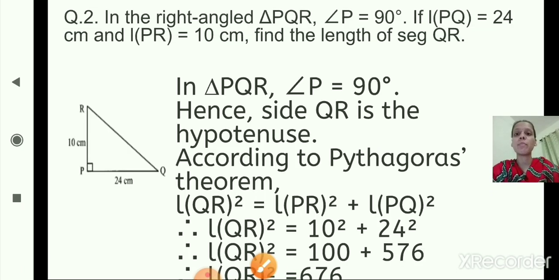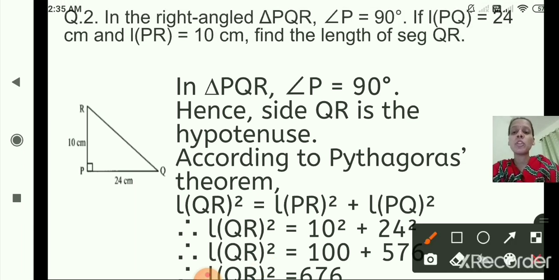Yes, this is question number 2. In a right angle triangle PQR, angle P is equal to 90 degrees. If the length of PQ is equal to 24 centimeters and PR is equal to 10 centimeters, find the length of segment QR. Now, in triangle PQR, P is the right angle, that is 90 degrees, and RQ is the hypotenuse, that we have to find out. PR is 10 centimeters and PQ is 24 centimeters.